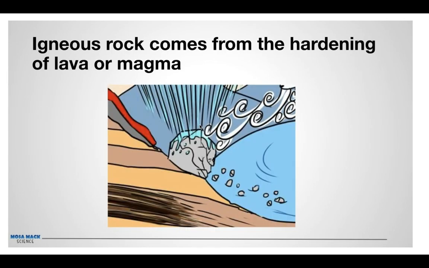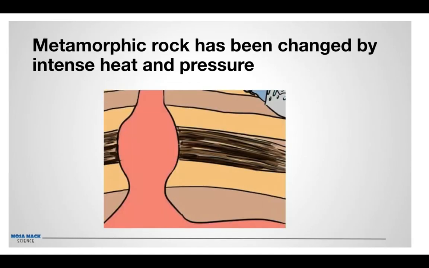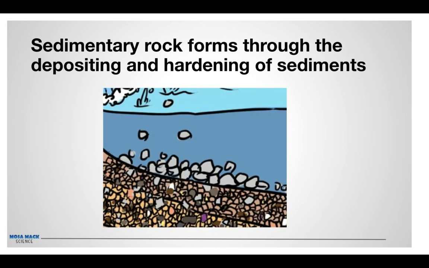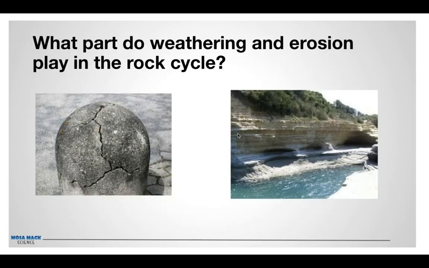So we know that igneous rock comes from the hardening of lava or magma. Metamorphic rock is a rock that's been changed by intense heat and pressure. And sedimentary rock forms through the depositing and hardening of sediments, usually in the bottom of a stream bed, river, ocean, or lake. So, weathering and erosion have a huge role in the rock cycle. It's basically the driving force of recycling of rocks.